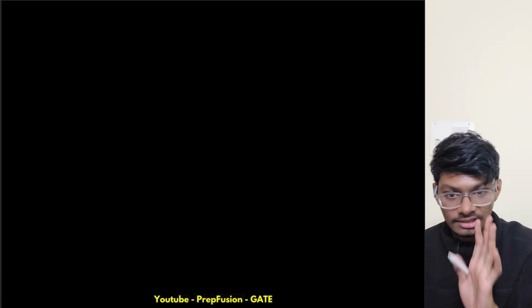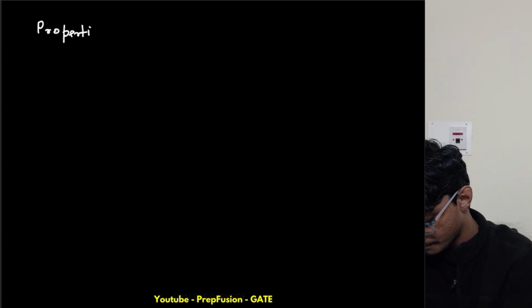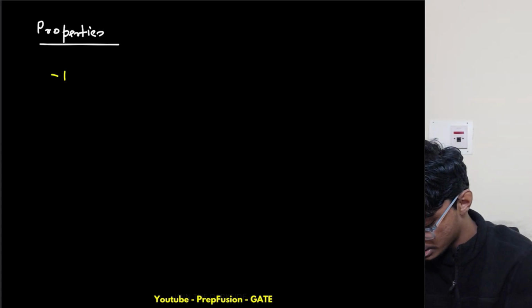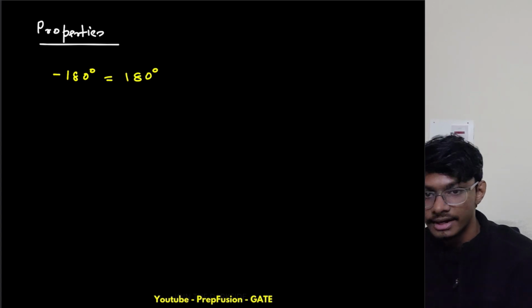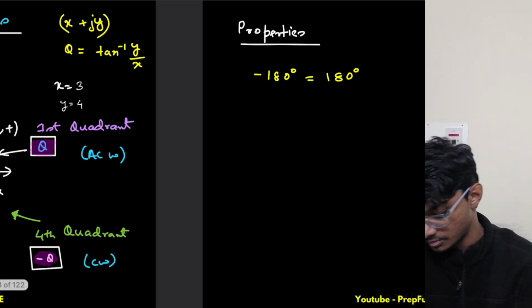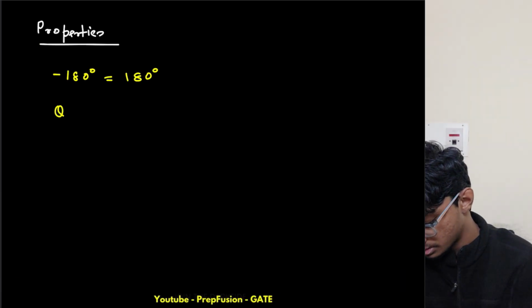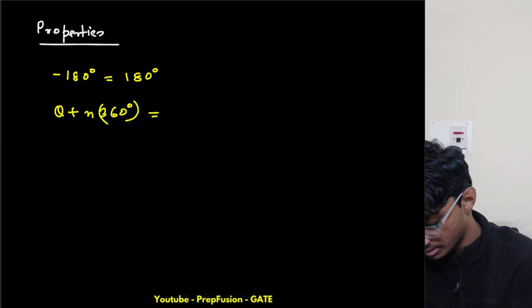What is another property? Another property is that minus 180 degrees equals 180 degrees itself, because if I go from here to here or from here to here, both of them are the same. And another property is that theta plus any integer times 360 will be equal to theta itself. It doesn't matter.